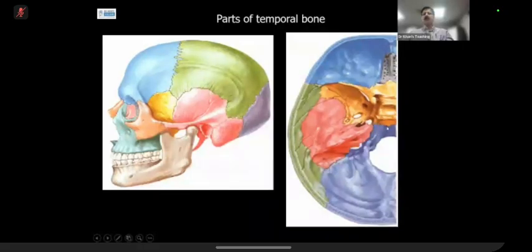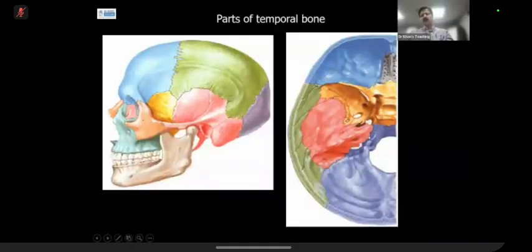So these are the parts of the occipital bone, which include, other than the clivus, the condylar process and the squamous part, etc. We are not interested in the detail.